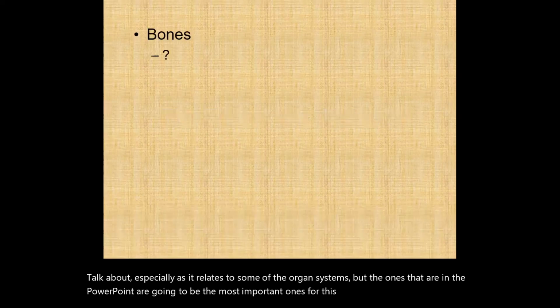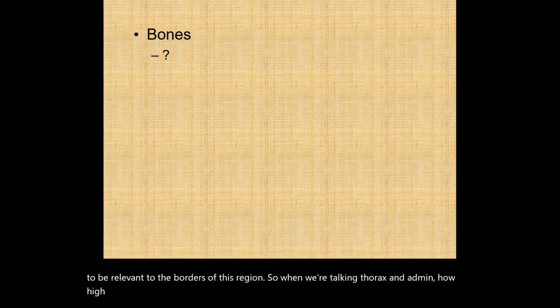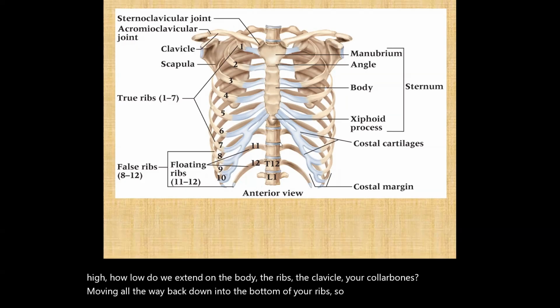for this unit. So thorax and abdomen, what bones are going to be there? And especially when we're thinking about bones, those are also going to be relevant to the borders of this region. So when we're talking thorax and abdomen, how high, how low do we extend on the body? The ribs, the clavicle, your collarbones, moving all the way back down into the bottom of your ribs. So rib number 12 will be important.